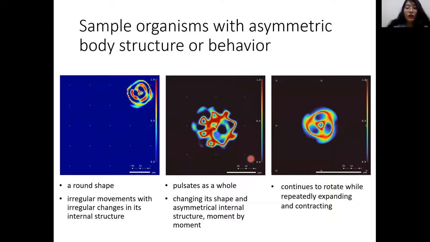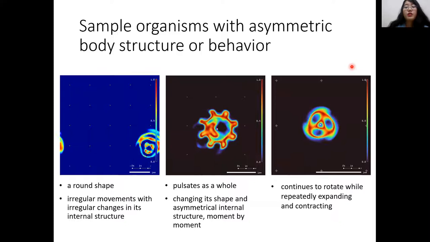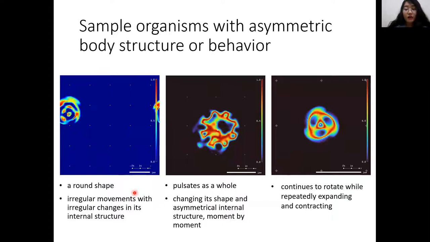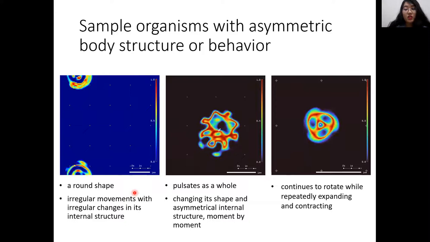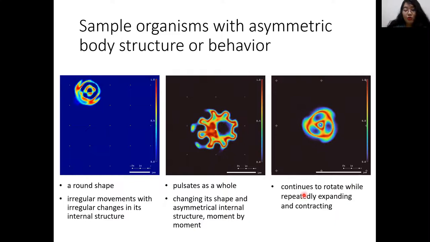During the search, we found many notable organisms with asymmetric body structure or behavior. And this organism has a round shape, but it shows irregular movements with irregular changes in its internal structure. The organism proceeds as a whole, changing its shape and asymmetrical internal structure moment by moment. This organism continues to rotate while repeatedly expanding and contracting.